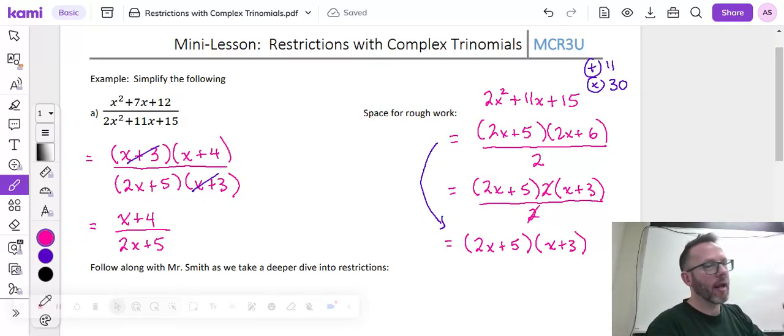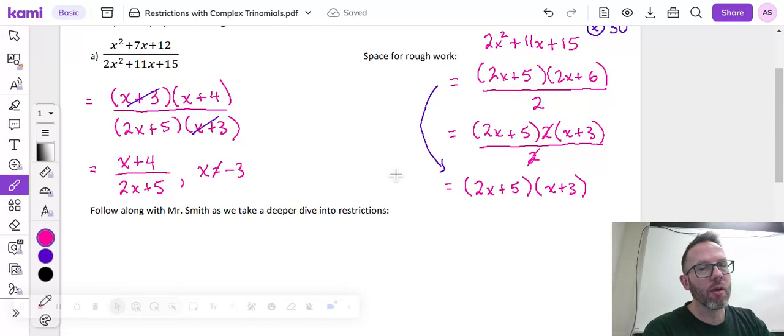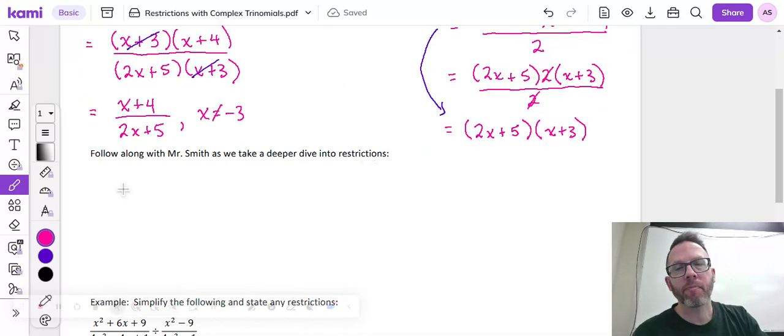So those two expressions are algebraically equivalent in every way except, and then you guys looked at the bottom and asked what makes the bottom 0. So I think everybody could probably recognize that x can't be equal to negative 3. But what about 2x plus 5? What makes that equal to 0? So I'm going to do a bit of a deeper dive into the restrictions here. We're going to add to that in a second. So can you guys do this with me?